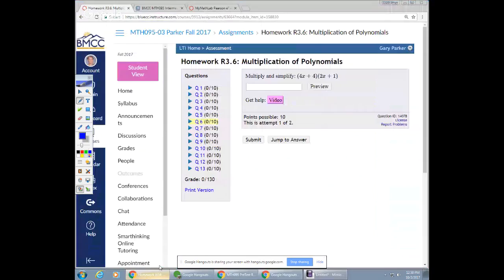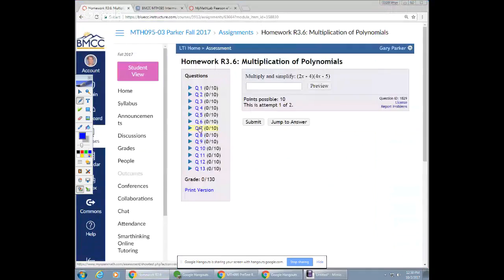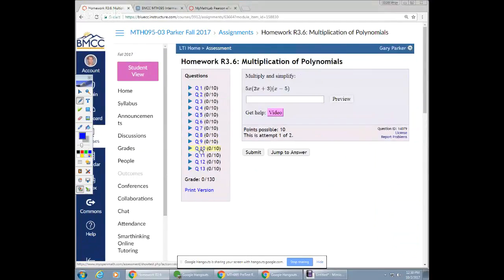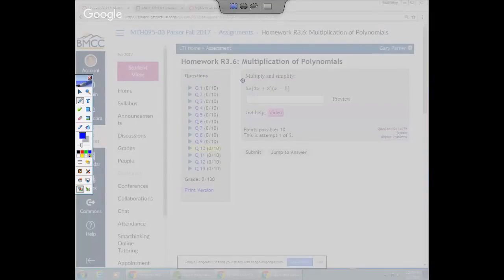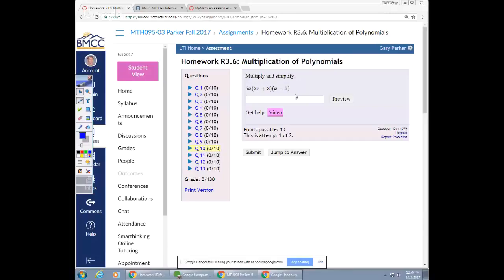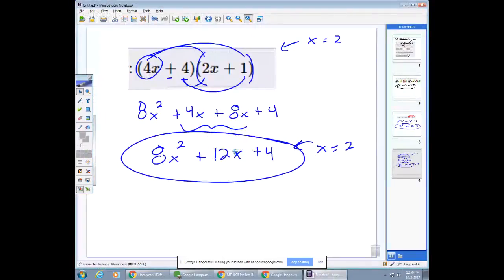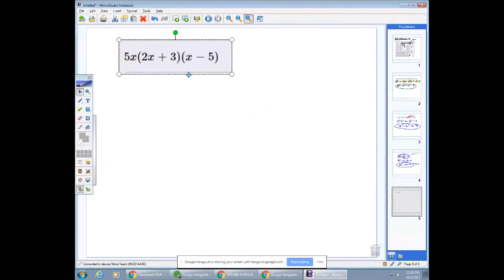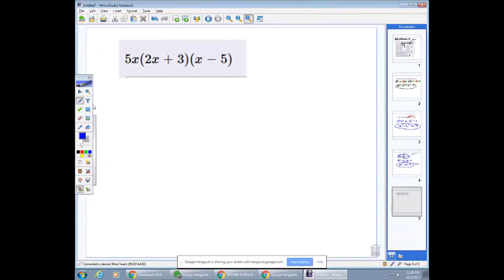Let's see if there's any more interesting ones here. Oh, not too bad, not too bad. Not too bad. Ooh, doing 3 of them. Let's try that one. Just like when you multiply regular numbers, we can only multiply 2 things at a time. So we just have to take this one step at a time. The order in which you multiply doesn't matter. So you could, for example, choose to multiply these 2 together and then multiply by the 5x after. So I'm going to take that route.